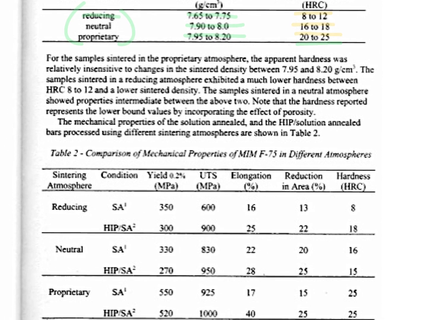All right. Relatively insensitive changes in the sintered density between 7 point and so on. And as it says here, samples sintered in a reducing atmosphere exhibited a much lower hardness, between hardness values 8 to 12, and lower sintered density. All right. And so you have a lower hardness because why? In the reducing atmosphere, you're pulling out what?